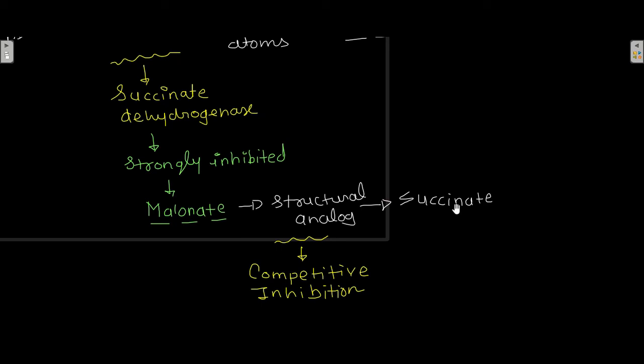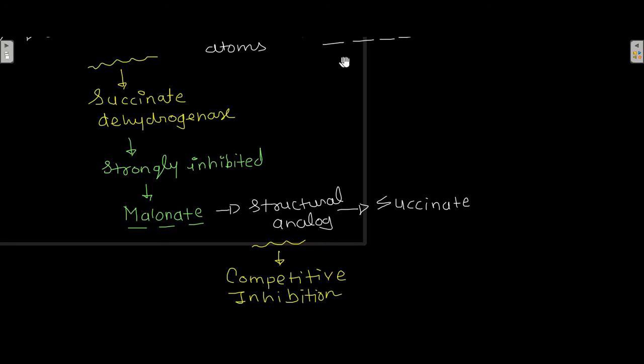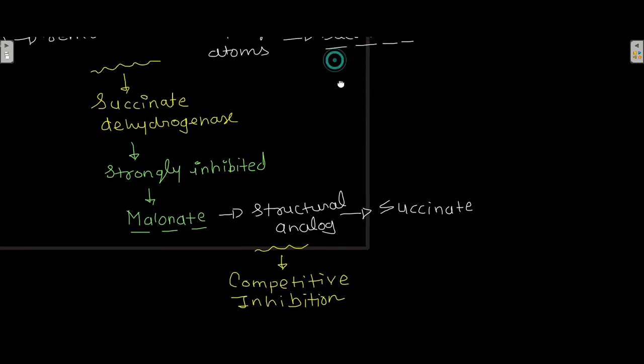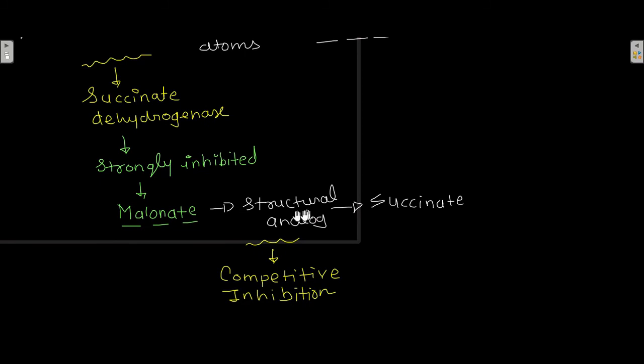Okay, it means that malonate and succinate have a similar structure, and that is the reason why malonate is inhibiting succinate dehydrogenase from removing the 2 hydrogen atoms from the succinate. It is obvious, right? Succinate will not bind to this enzyme. Malonate binds, and that is the reason why there will be no action on the succinate. This is the classical example of competitive inhibition. So this succinate dehydrogenase is strongly inhibited by malonate.